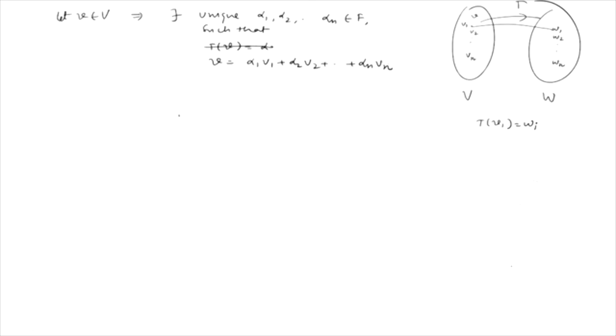Now, for this V, we can define T of V as alpha 1 times W 1 plus alpha 2 times W 2 and so on, taking T of V 1 as W 1, T of V 2 as W 2 and so on.